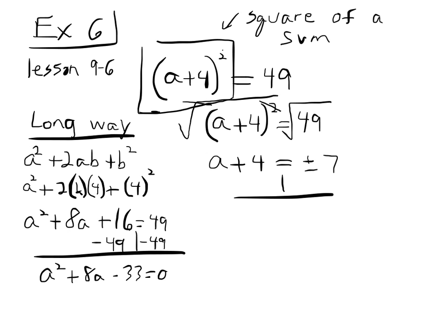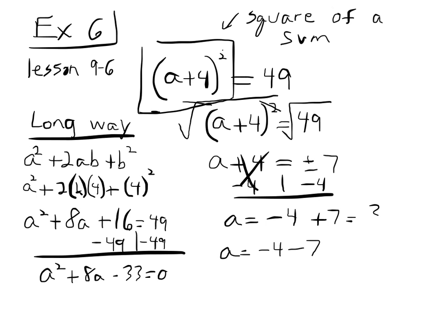So then you would still solve for a, so minus 4, minus 4. So you end up with, that cancels, a is equal to negative 4 plus 7, and a equals negative 4 minus 7. So a in this case is going to equal, this would give me a positive 3, this would give me negative 11. So your two answers on this one are 3 and negative 11. Those are the two places on the x-axis where this quadratic, if we graphed it, is going to cross the x-axis.